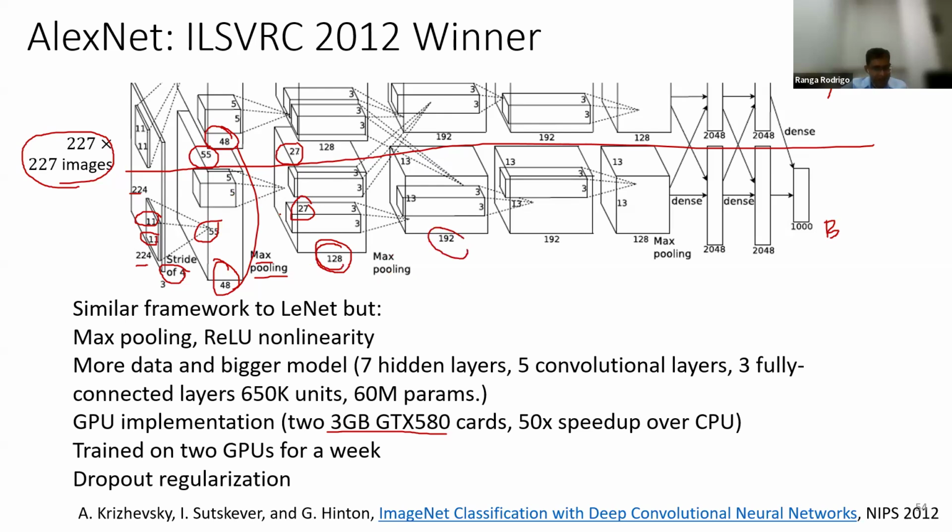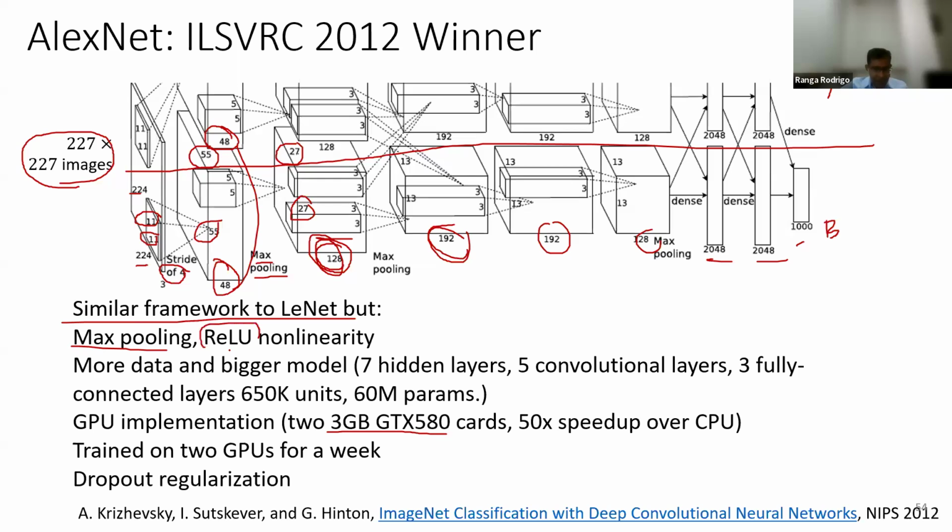So that's a convolution, okay? Convolution and max pooling, both these things are there. So again, a convolution here, and that resulted in 128 channels, 192 channels, 192 channels again, 128 channels, and so on. Then you can see the fully connected layers. So a similar network to LeNet, but with max pooling and ReLU nonlinearity.